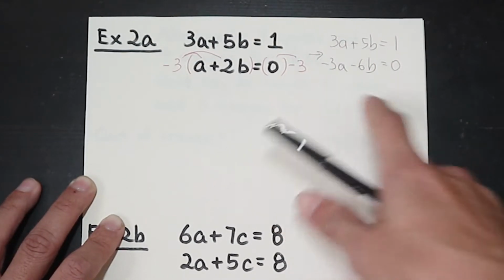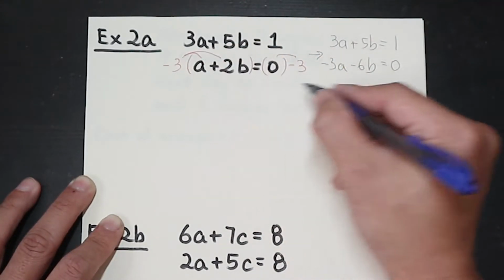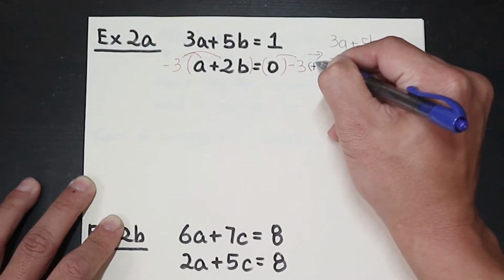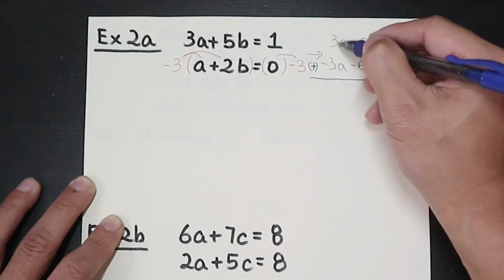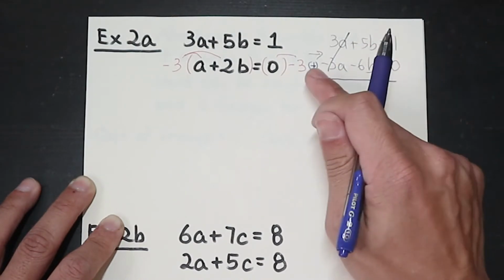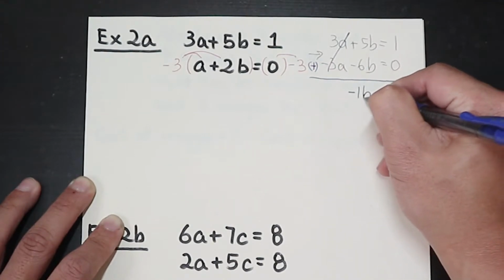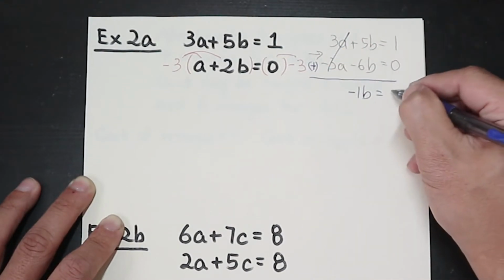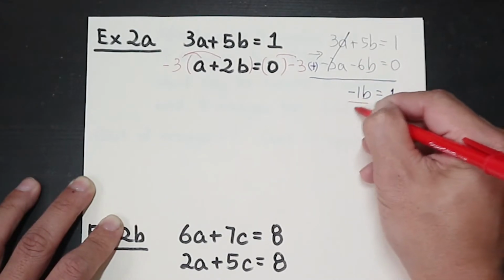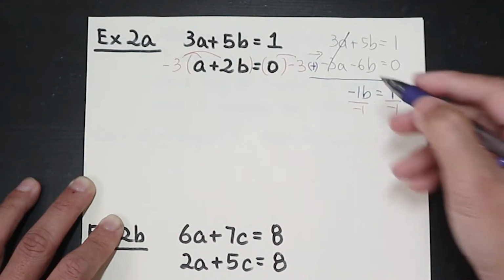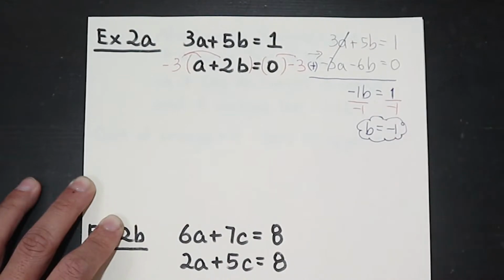So 3a and negative 3a. From there, you could add them together now. So let me rewrite this, right? So I'm going to add them. Okay. And then 3a and negative 3a, when you add them, it's gone. Then 5 plus negative 6. What is 5 plus negative 6? That becomes negative 1b is equal to 1 plus 0, which is 1 right there. And then from there, you divide both sides by negative 1, like this. So you get b is equal to negative 1. You found one of the two answers, okay?